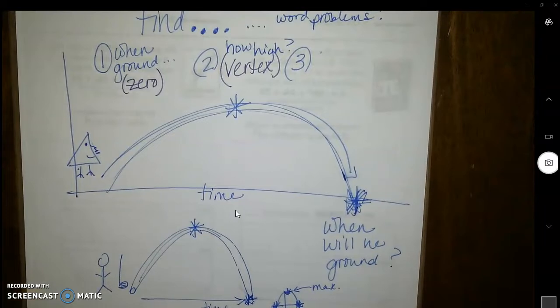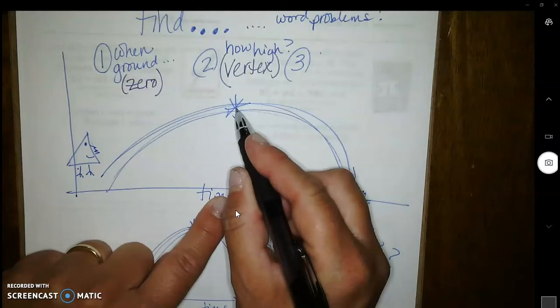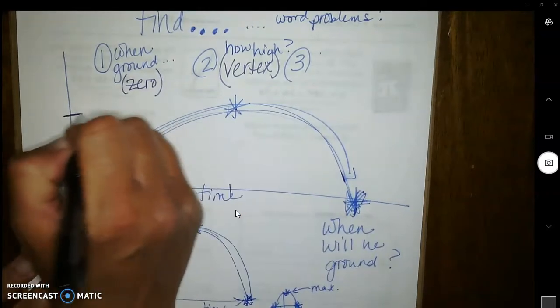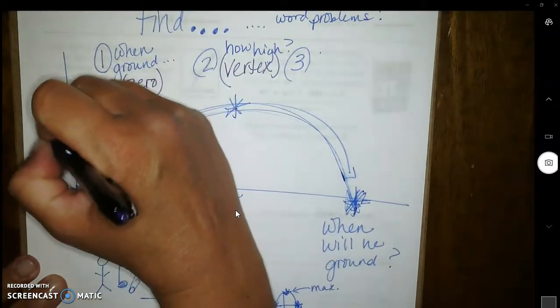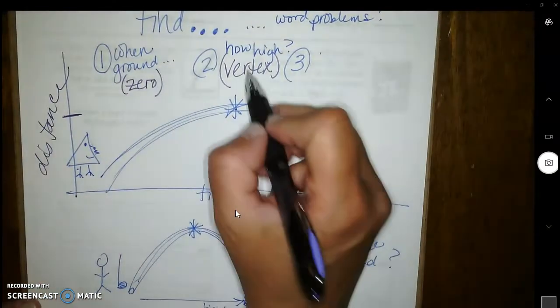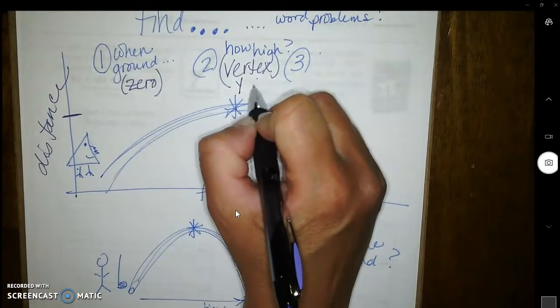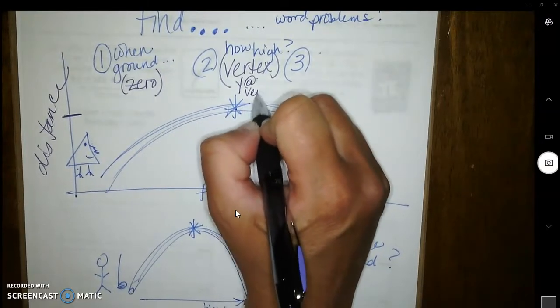So if I wanted to know just how high it went, do I want to know what time it made its highest? Or do I want to know the actual distance? And so usually that's what is on the y-axis. So if you want to find how high it is, then you want to know what the y coordinate is at the vertex.